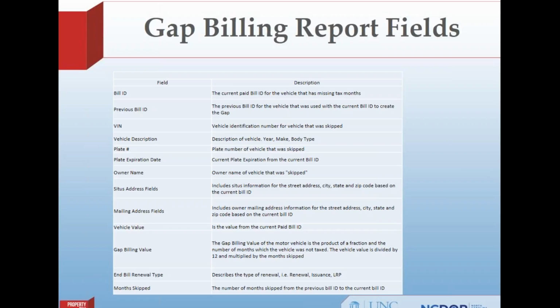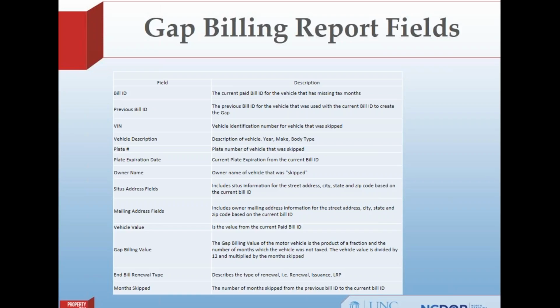Bill ID is vehicle value, and then you have the gap billing value, which would be a product of however many months there were times 1/12 of the vehicle value. Okay, so if you had 24 months, we'd multiply it times 1/12. We've created that calculation already for you so that you wouldn't have any errors trying to come up with the current value for the gap billing.